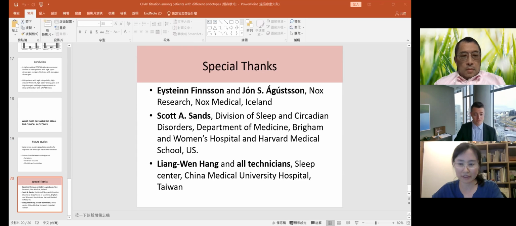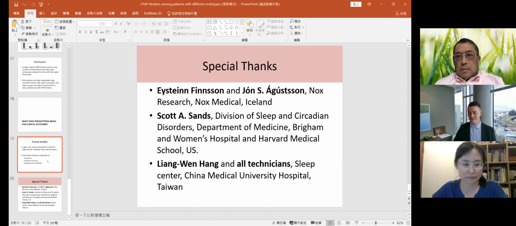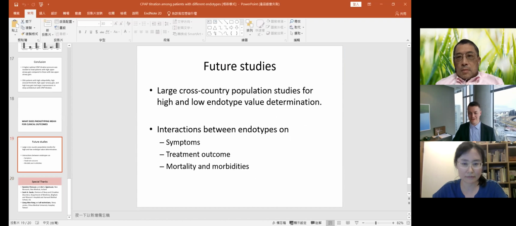We have some 10 minutes for questions, but I'm going to start out with the first question because this is the one that interests me the most. And you touched a little bit on this at the end of your presentation. This is the interaction between endotypes. Have you seen any clues on which endotypes are more connected to each other than others?